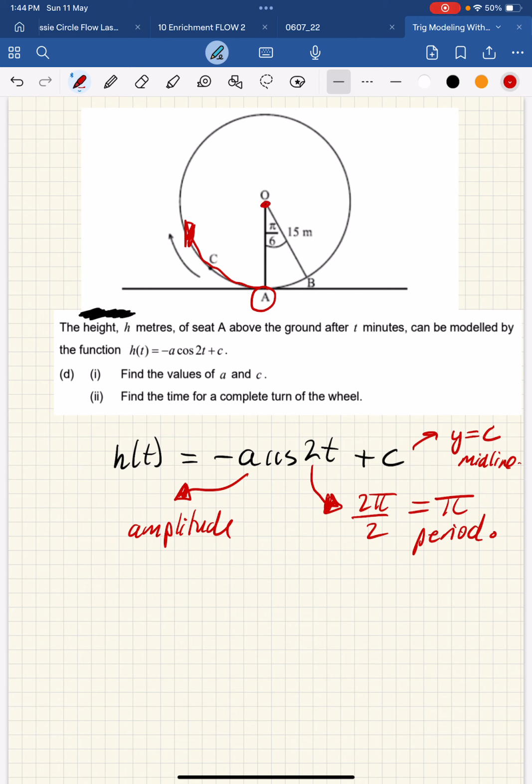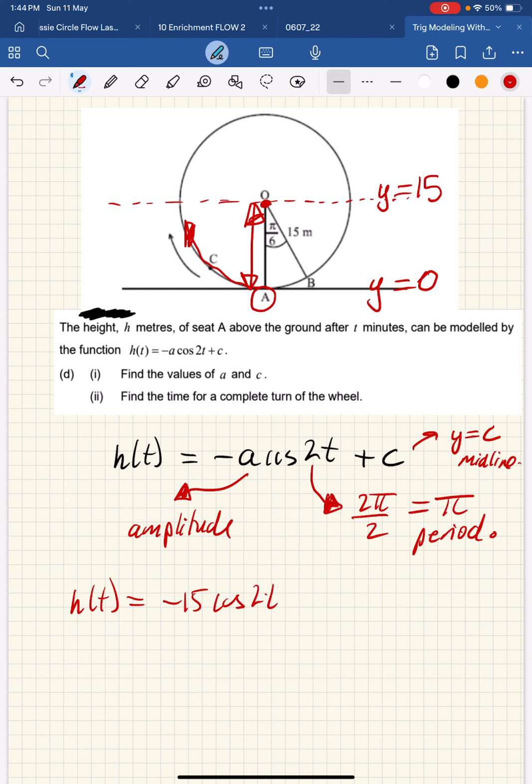Well, on the diagram, this is the midline, right? This is kind of y equals 0, the height above the ground. This is the midline, and isn't that just y equals 15? Right? And can you see that actually the amplitude is also 15? So we've got h of t equals negative 15 cos of 2t plus 15. Okay, so there's the model.